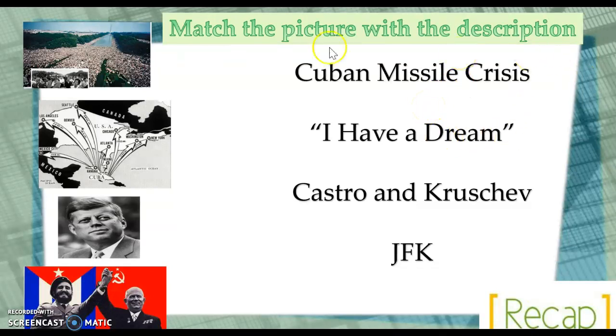Okay, so the first picture is the I Have a Dream, the March on Washington. The second picture is the Cuban Missile Crisis. The third picture is a picture of JFK, and then this one may have been difficult for you, but this one is Fidel Castro and Nikita Khrushchev. We're going to be learning about them. So if you got them all, give yourself some applause. Good job.